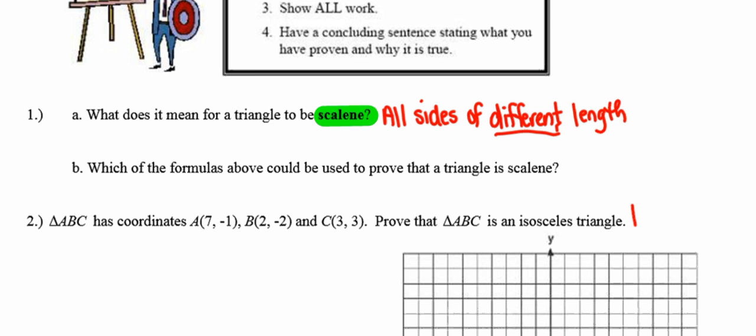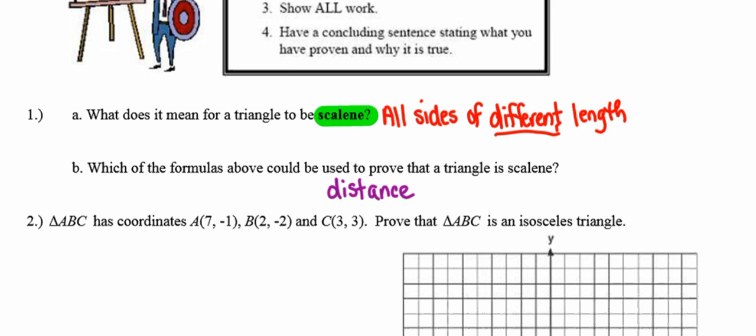Now, my next question is, which of the formulas above, slope, midpoint, or distance, could be used then to prove that a triangle has all sides of different lengths? Some of you will see this more easily than others, but I hope eventually I can convince everybody that the formula that we want to use is the distance formula. Distance formula measures the length of a line segment, and if we can show that all three sides have different distances, they must therefore have different lengths, making the triangle scalene.